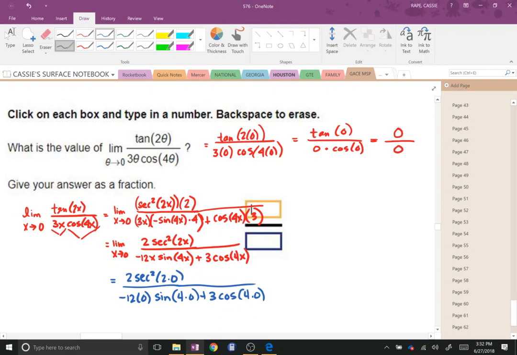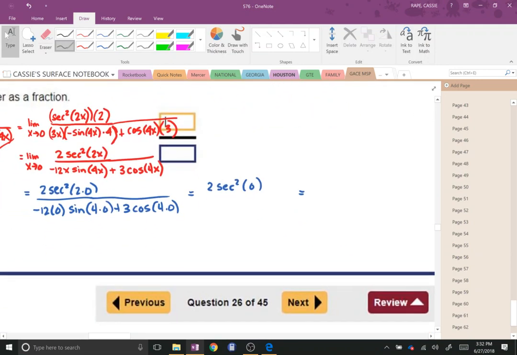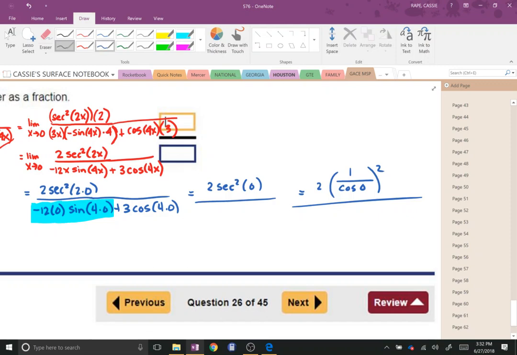Okay, so secant squared of 2 times 0 is equal to the secant squared of 0, which is equal to the secant squared of, secant is 1 over the cosine. So 2 times 1 over the cosine of 0, quantity squared. That's the numerator. Now the denominator, I want you to notice that when you take a 0 right there and multiply all of that, this entire highlighted thing becomes 0. So that is 0 plus, now I've got 3 times the cosine of 0.